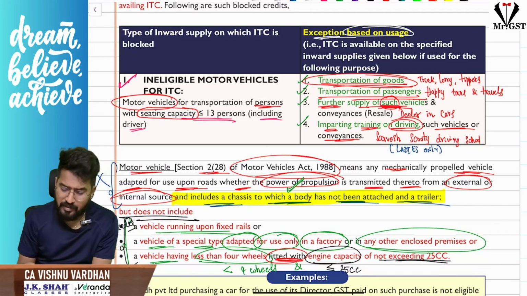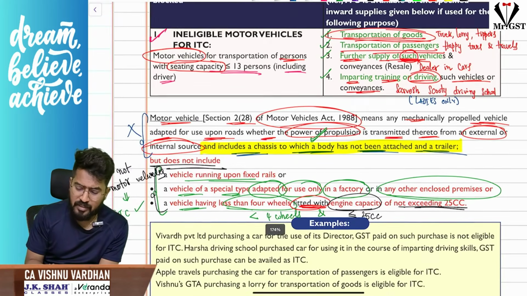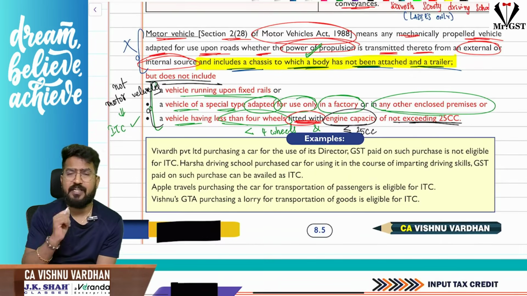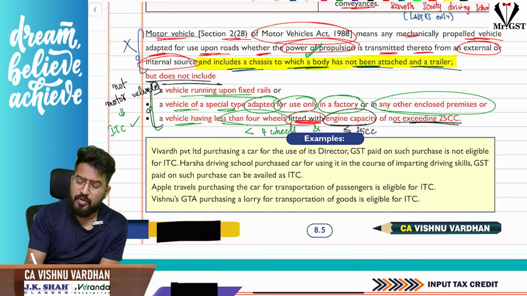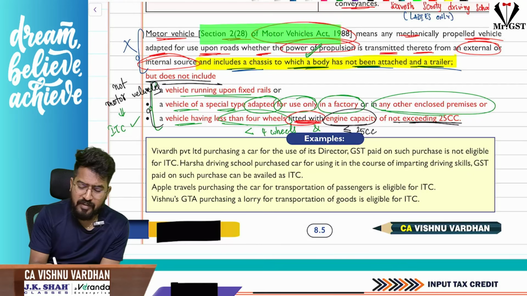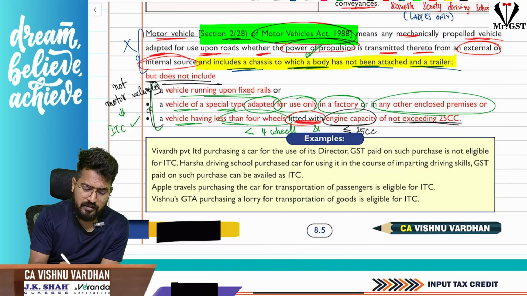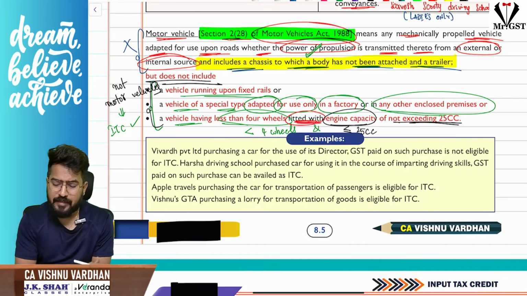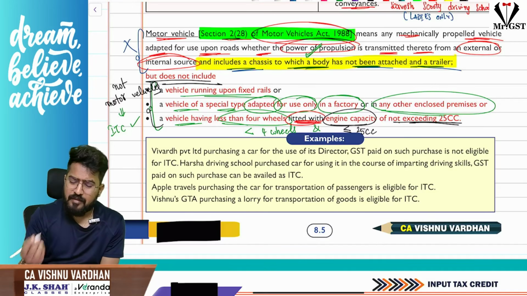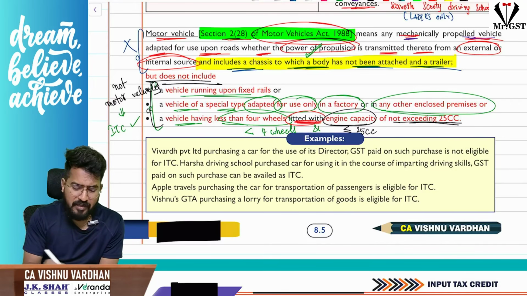That is another point. Now what we have understood is, if you are buying a motor vehicle, you cannot take ITC, correct? Sir, what do you mean by motor vehicle? Motor vehicle is defined in the Motor Vehicles Act, 1988. And accordingly, sir, motor vehicle means a mechanically propelled vehicle adapted for use upon the roads, whether the power of propulsion is transmitted thereto from an external or internal source, and includes a chassis to which a body has been attached.